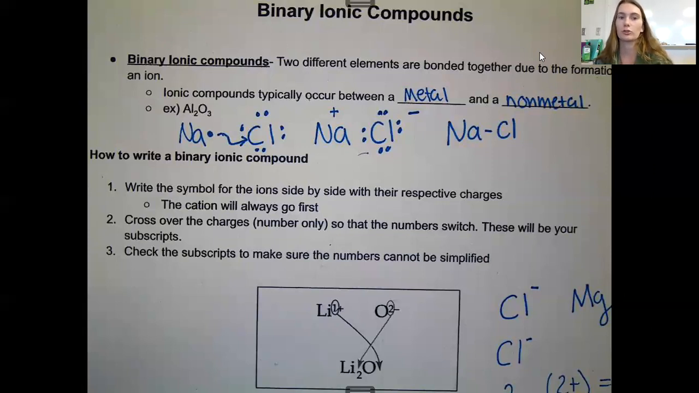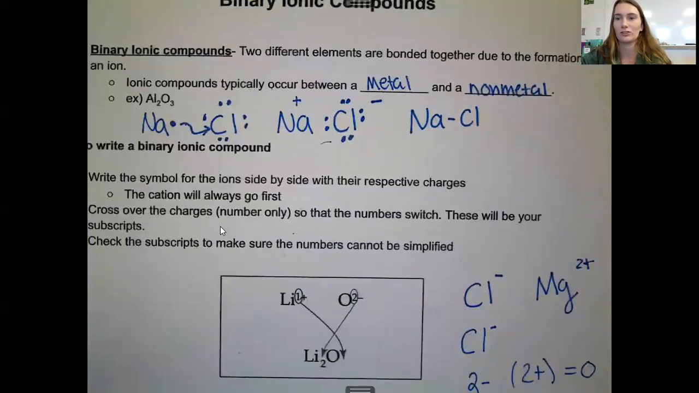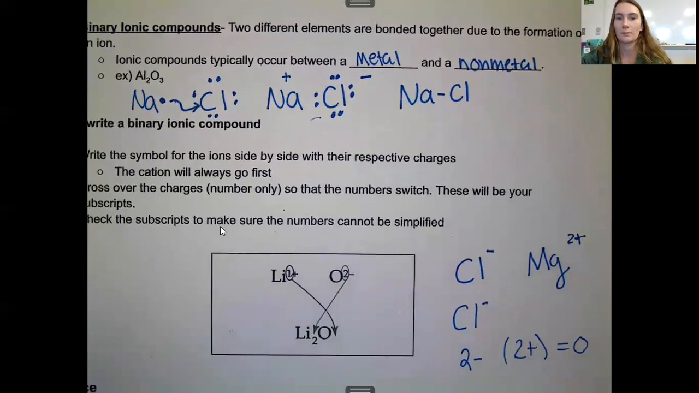Next, you're going to cross over the charges, just the numbers, so that the numbers switch. I'm going to pair the anion charge with the cation and the cation charge with the anion. It's kind of confusing, but just go with it for now. These are going to be your subscripts. And then lastly, you'll have to check to make sure the subscripts are at their simplest form, so you make sure you can't do any common denominator canceling.